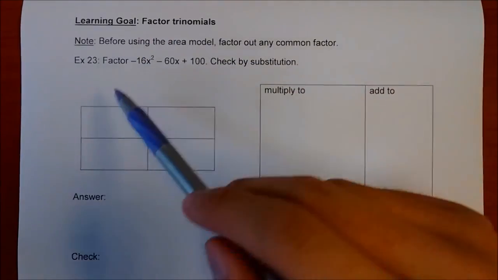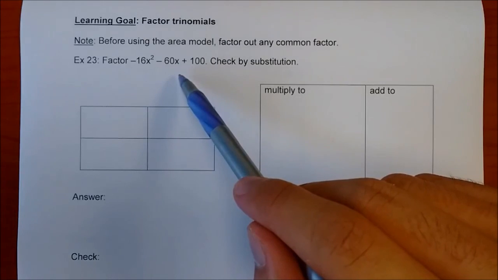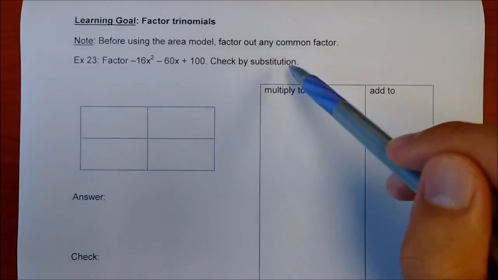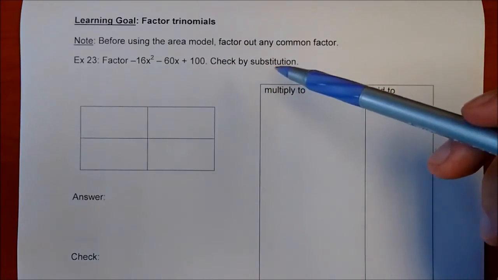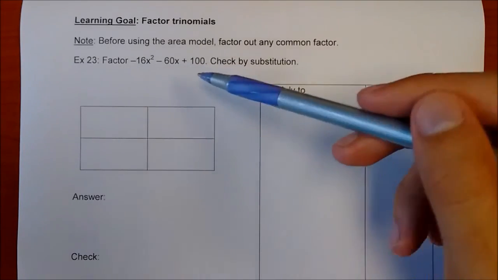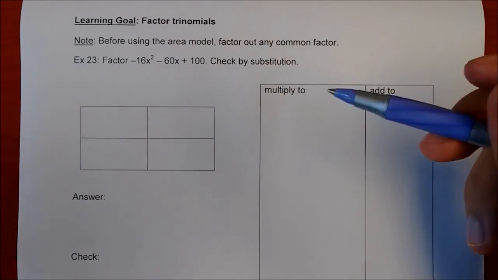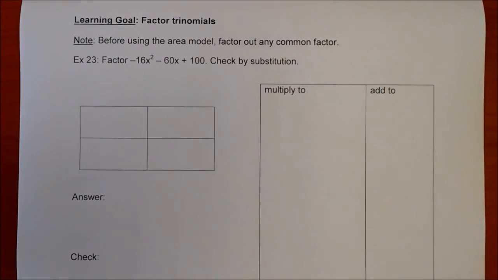So in example 23 here, we have to factor negative 16x squared minus 60x plus 100, and then check by substitution. And I'm sure you've noticed that negative 16 and 100 multiply to negative 1600, which is very large and has a massive amount of factors. So we're going to start off factoring out some constants.